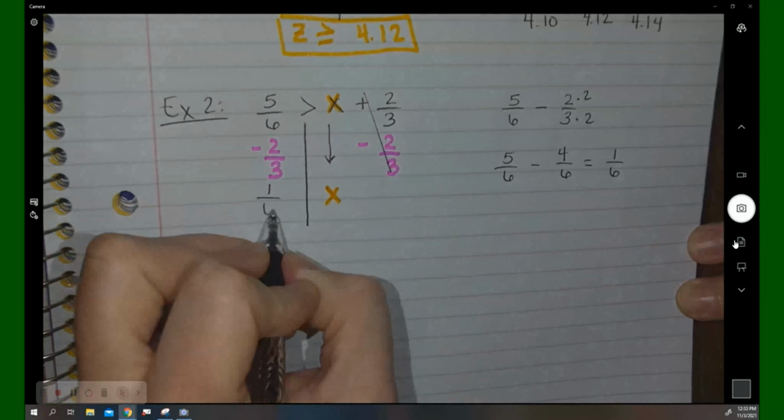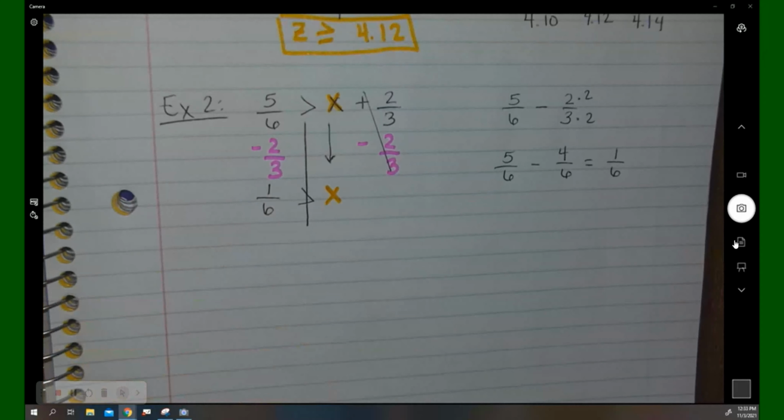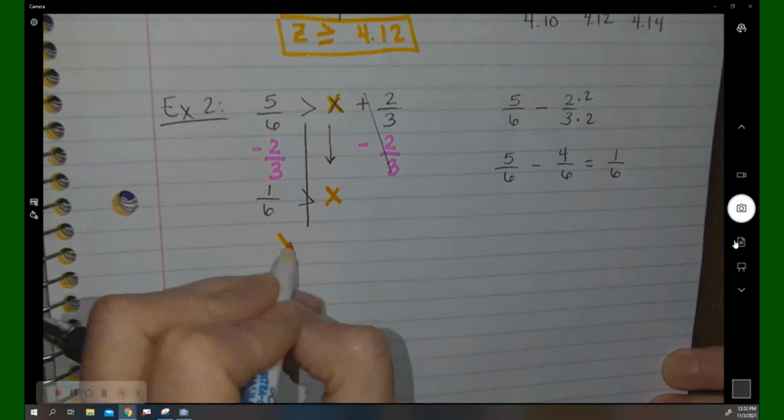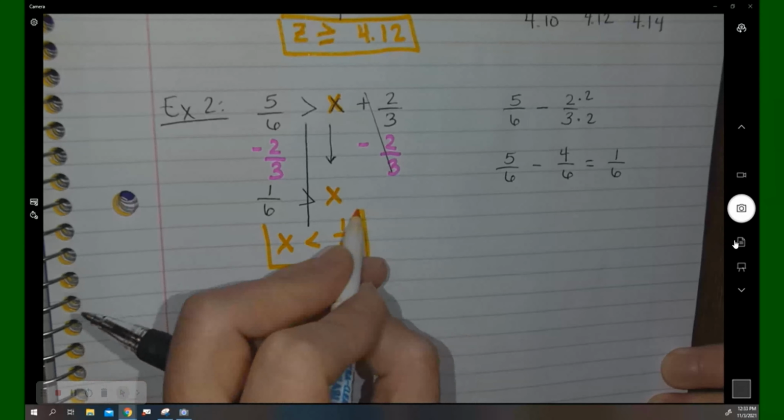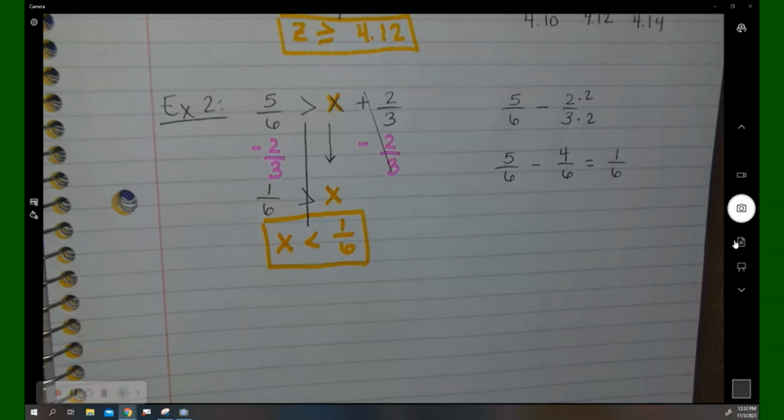So over here, I have my 1/6. Carry down my inequality symbol. Again, this time my variable's on the right side. So I'm going to flip it. Everything just switched sides. It doesn't make this wrong, but when I have to graph it, it just makes it easier if my variable's on the left.